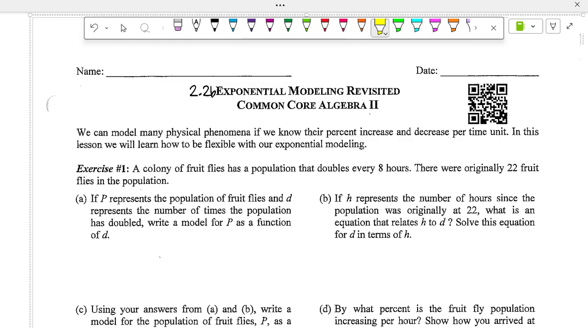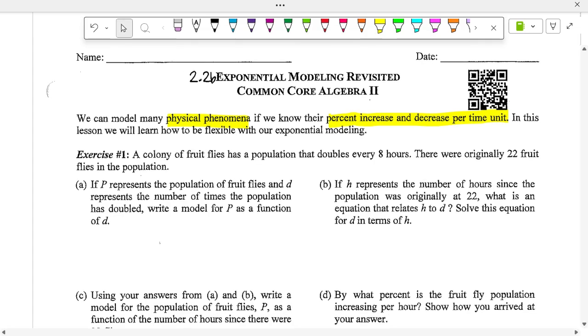Now, there is a phenomenon where the percent increase or decrease per time unit, and a lot of it can be physically modeled by exponential equations. So a lot of times this is population or radioactivity or money. All right, these are the main 3 phenomena that we deal with exponential functions.